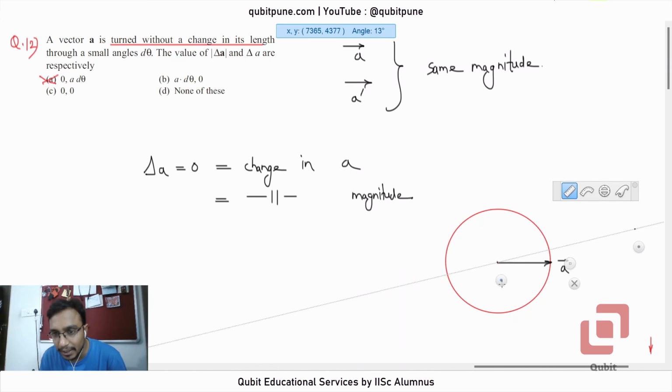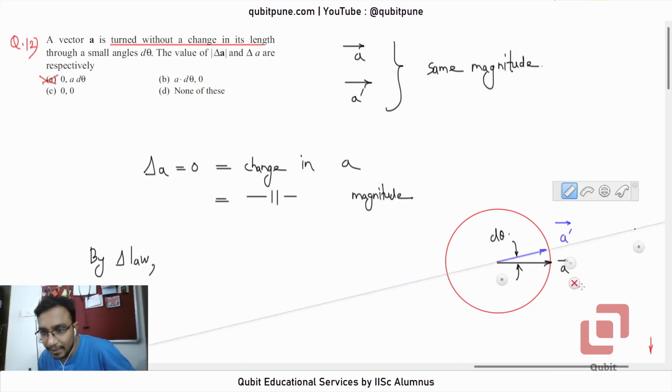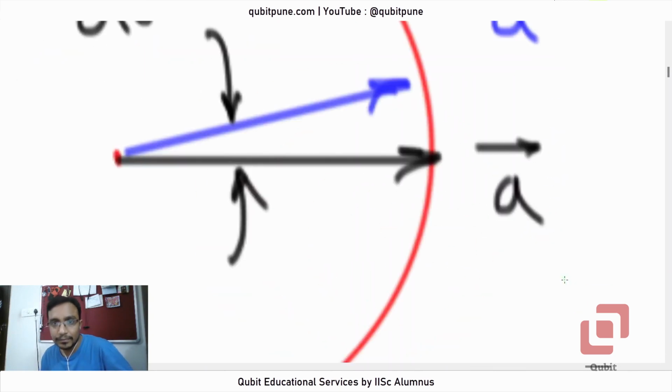Let me rotate it by a tiny angle d theta. So this will be my a prime bar. So this angle is now d theta. Now by triangle law, what can I write? This is change in A, mind you. Let me zoom in. This vector is actually change in A.